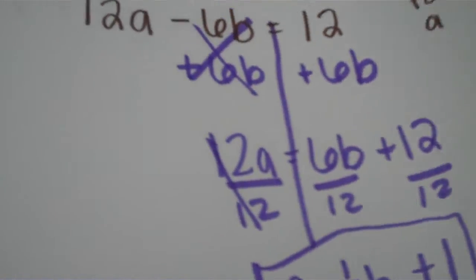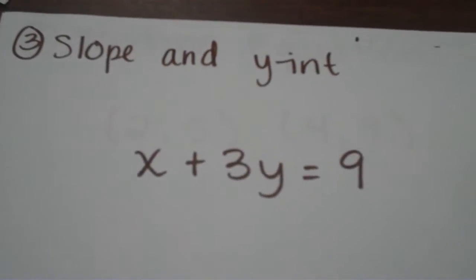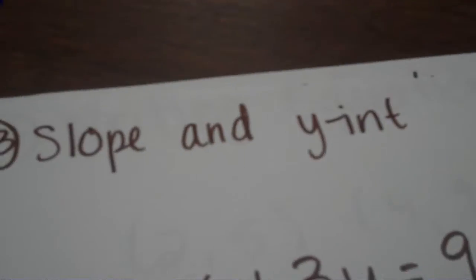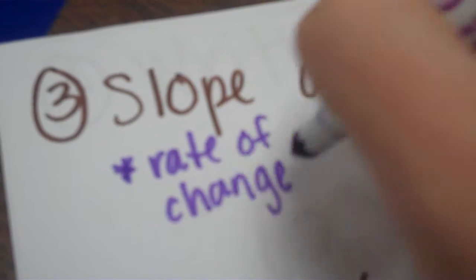All right. Let's get into some good stuff. Slope and y-intercept. All right? Slope and y-intercept. Now, I want underneath the word slope, write this. Remember, slope is the rate of change. Rate of change is slope.